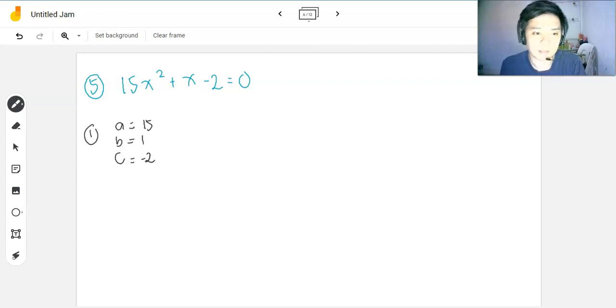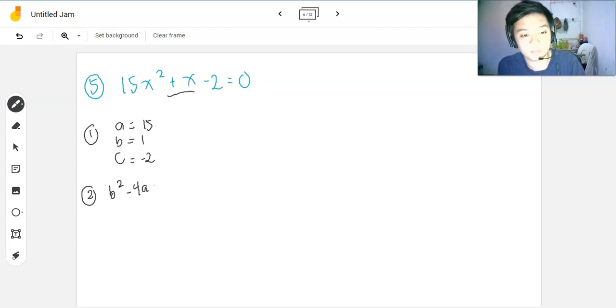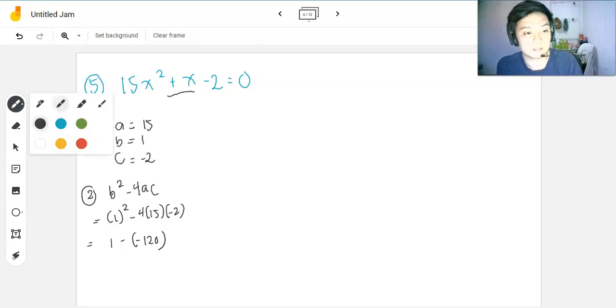Okay, you might be wondering bakit positive 1 yung B kasi nga ito yung linear term natin, di ba? And the numerical coefficient is positive 1, yung invisible positive 1. And next step is just get the value of the discriminant B squared minus 4AC. So we have square of 1 minus the product of 4, 15, and negative 2. So this becomes 1 minus 4 times 15 is 60 times negative 2, negative 120. So 1 minus negative 120.